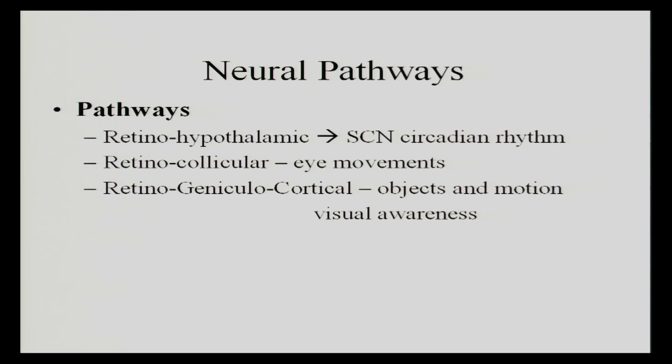There are other fibers that go from the retina directly to a nucleus in the midbrain called the superior colliculus, so retinocollicular, and that is important for controlling where you're looking, the eye movements. And remember, you need visual signals to tell you where to point your eyes. The cortex also sends information back to the colliculus. But the main pathway that we use to actually be aware of visual objects, to reconstruct objects, is the pathway from the retina through the lateral geniculate to the primary visual cortex.